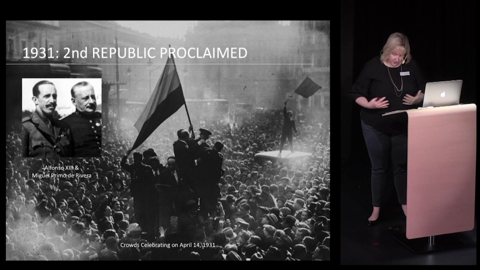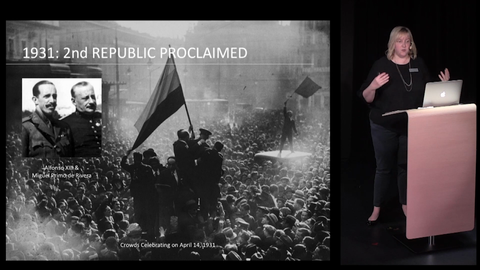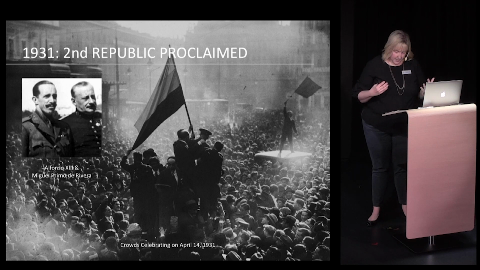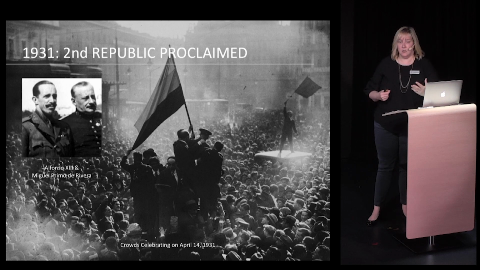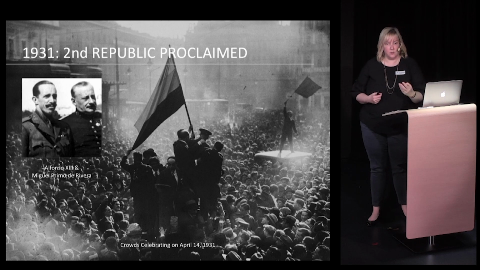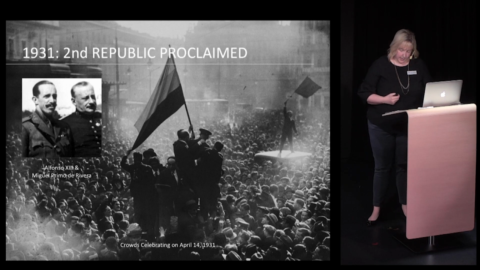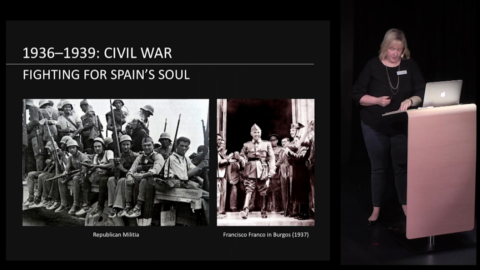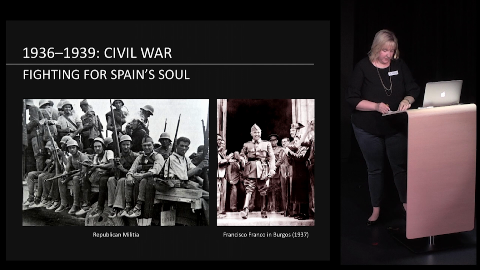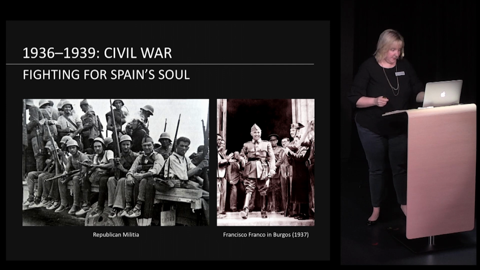The women got the right to vote. There was legalized divorce, freedom of speech, etc. And they threw in autonomy for regions if they were interested in it, like Catalonia and the Basque Country. And that didn't last long.